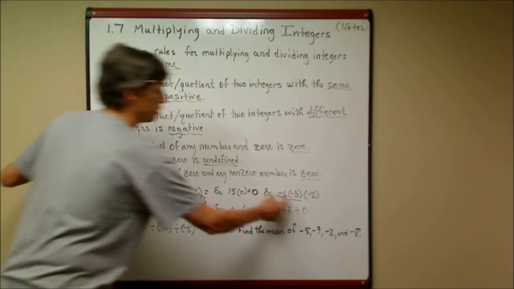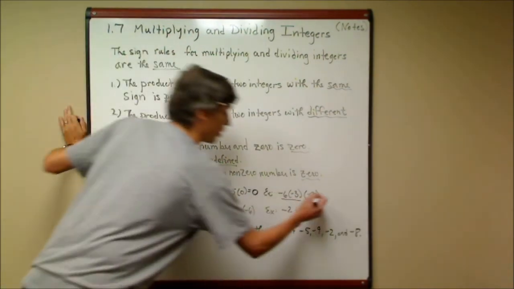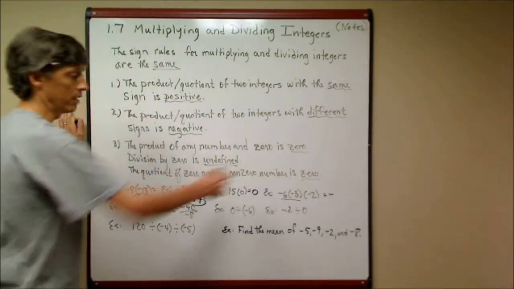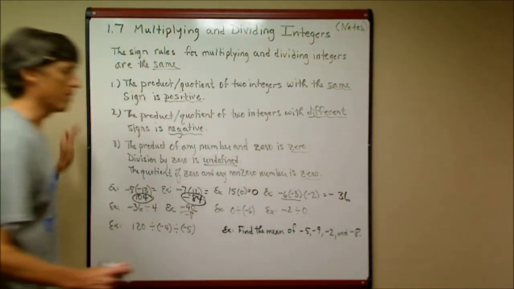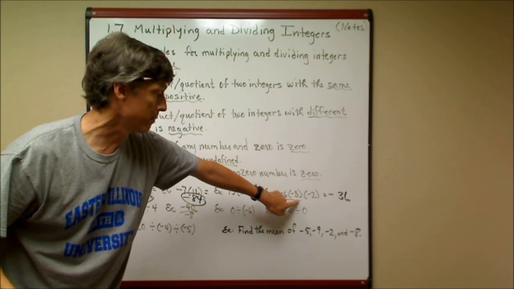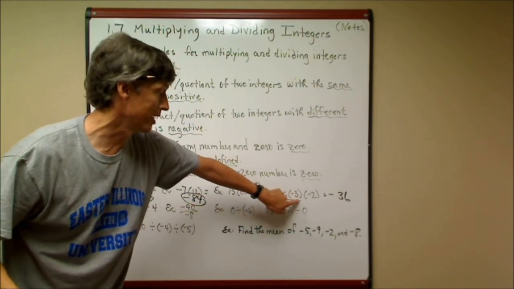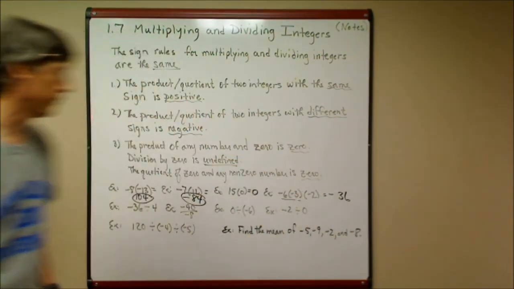I have 1, 2, 3 negative factors. 3 is an odd number. My answer is going to be negative. And then 6 times 3 is 18. 18 times 2 is 36. You'll get the same answer if you're more methodical. Negative 6 times negative 3 is a positive 18, and a positive 18 times a negative 2 is a negative 36.